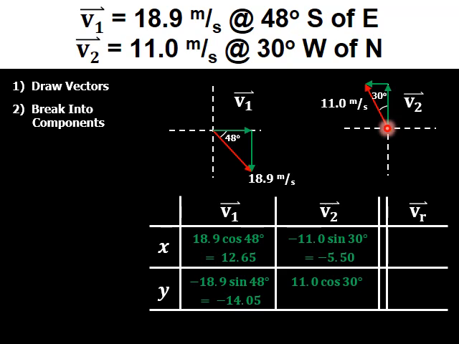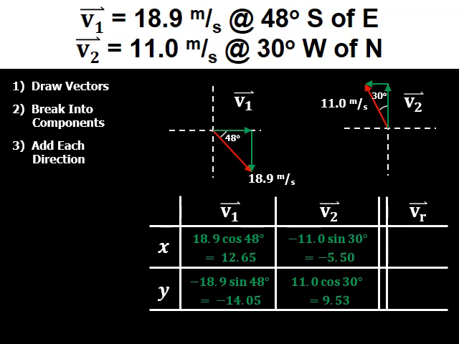Next we have the other component. Since the x direction is sine, then the y direction is going to be cosine. And punch that in our calculator, we get 9.53 for that.